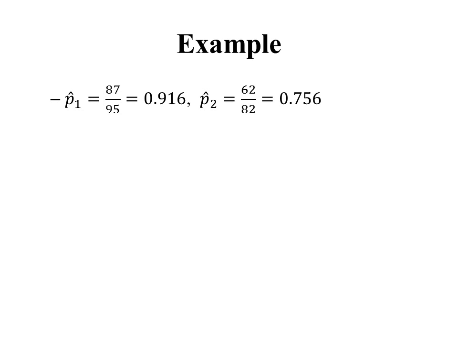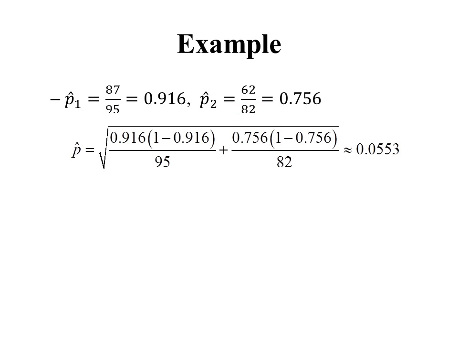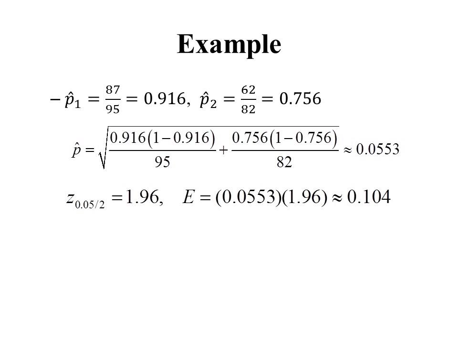And so going back to our example, we were given here that p hat 1 was 0.916 and p hat 2 was 0.756. N1 is 95, N2 is 82. And so now we're ready to start plugging stuff in. First we calculate p hat, and here's our p hat 1, p hat 2, N1, N2, do the arithmetic, and there's p hat. Next, for our margin of error, we'll choose our critical value.